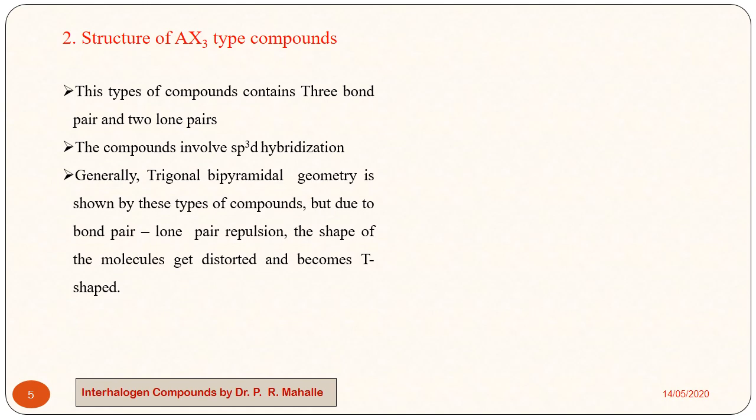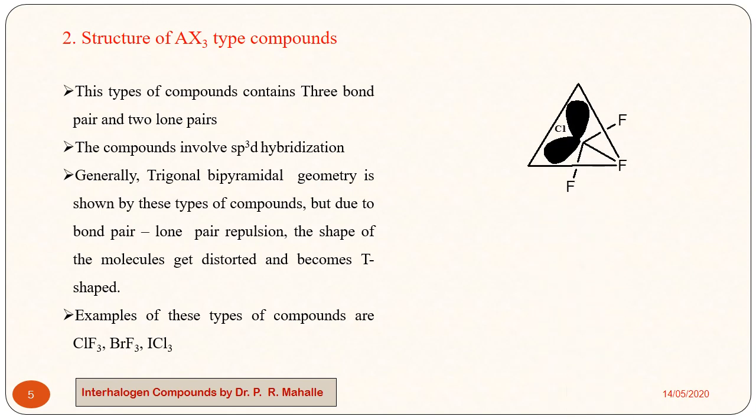So the trigonal bipyramidal geometry is expected for this type of compounds, but due to the presence of bond pair lone pair repulsion, the shape of the molecules gets distorted and becomes T-shaped. Some examples of these types of compounds are ClF3, BrF3 and ICl3. We can see here the pictorial representation of the T-shaped ClF3 molecule.